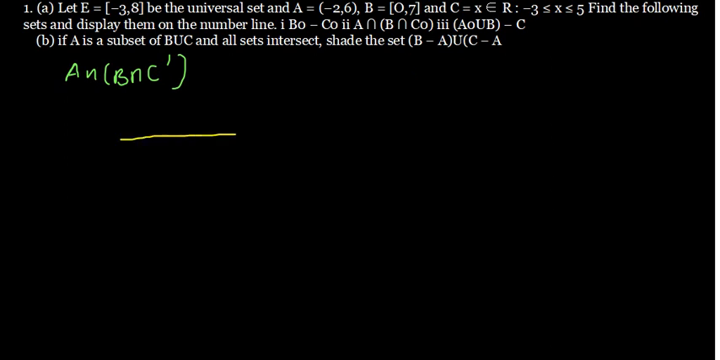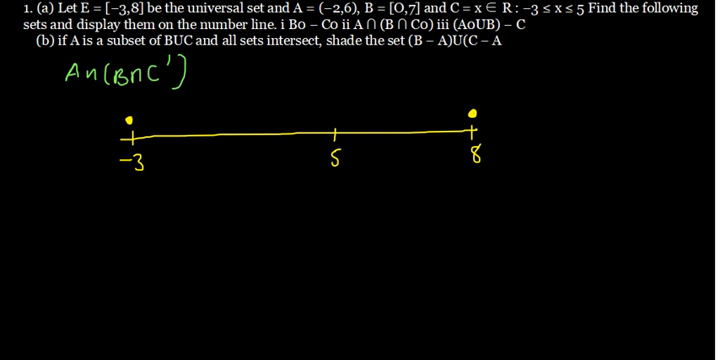The first thing, I'm going to deal with this complement. Now remember, we always need to make sure that the universal set is here, because you can't exceed the universal set. So from negative 3 to 8, they are both included in the universal set. Now I first want C complement. C is starting from negative 3 to 5. Let me say we have a 5 here. So negative 3. Now C complement.